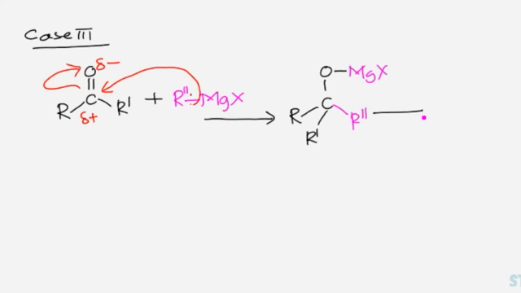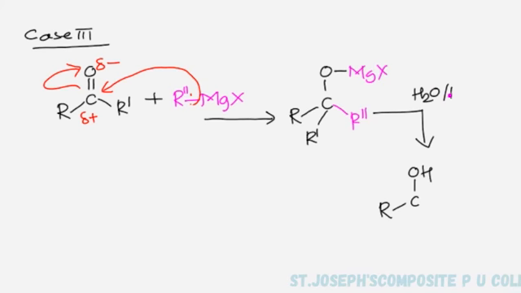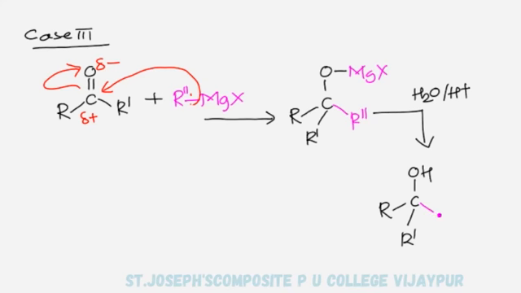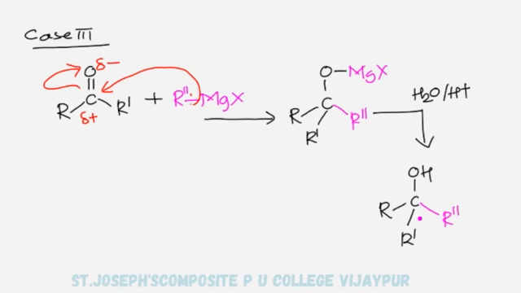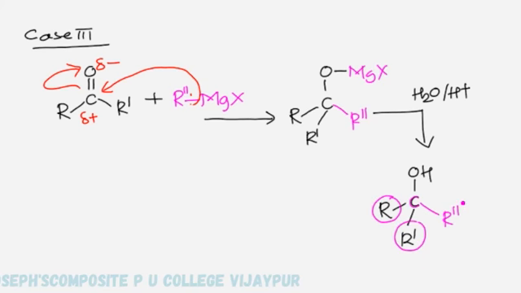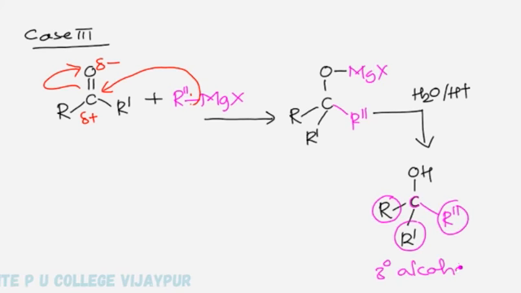We have to hydrolyze it. After the hydrolysis, we get R, C, here is OH. Better I will write here H2O in presence of acid. And then I get here R dash, then the remaining part R double dash. Notice that this carbon is directly connected to carbons number 1, 2, 3. Therefore, it is a tertiary alcohol. So it means that whenever you use a ketone, you will get tertiary alcohols.